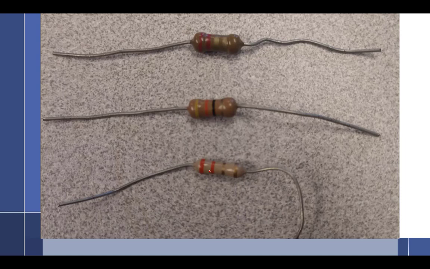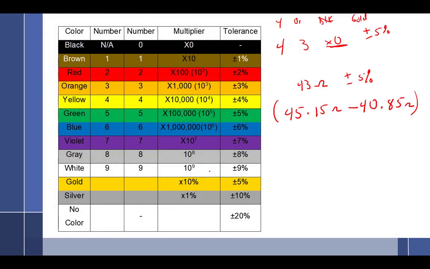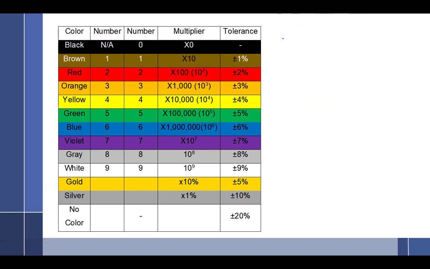Red, orange, gold, gold. Okay, red, orange, gold, gold. So red is what? 2. Orange is 3. Gold is, when it's right here, it's a horrible thing. It's times 10%. So it's 23 times 10%.